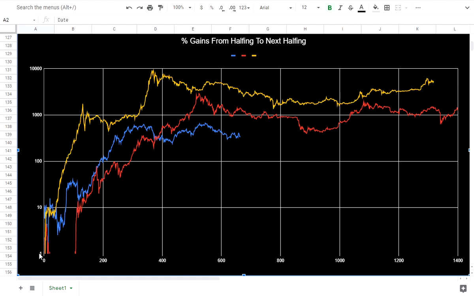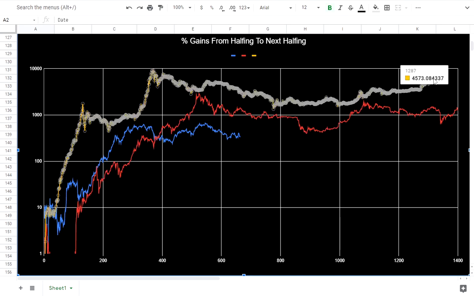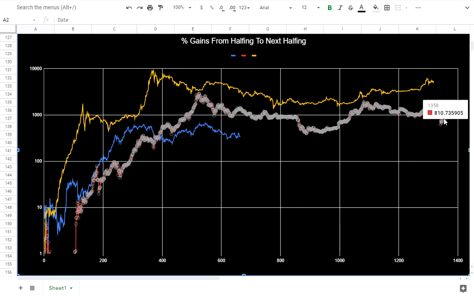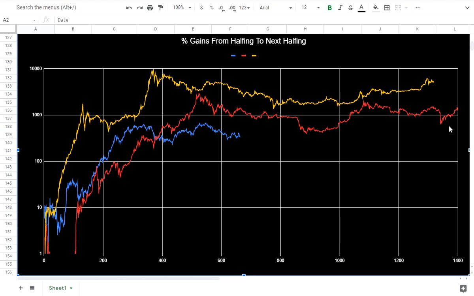So let's compare the 3 now, looking at the first cycle in yellow. If you would have bought the first halving date and sold at the next halving date, that would have been a 5,120% profit. Looking at the second cycle, it would have been a 1,250% profit. And with our current cycle, we're currently up 330%.